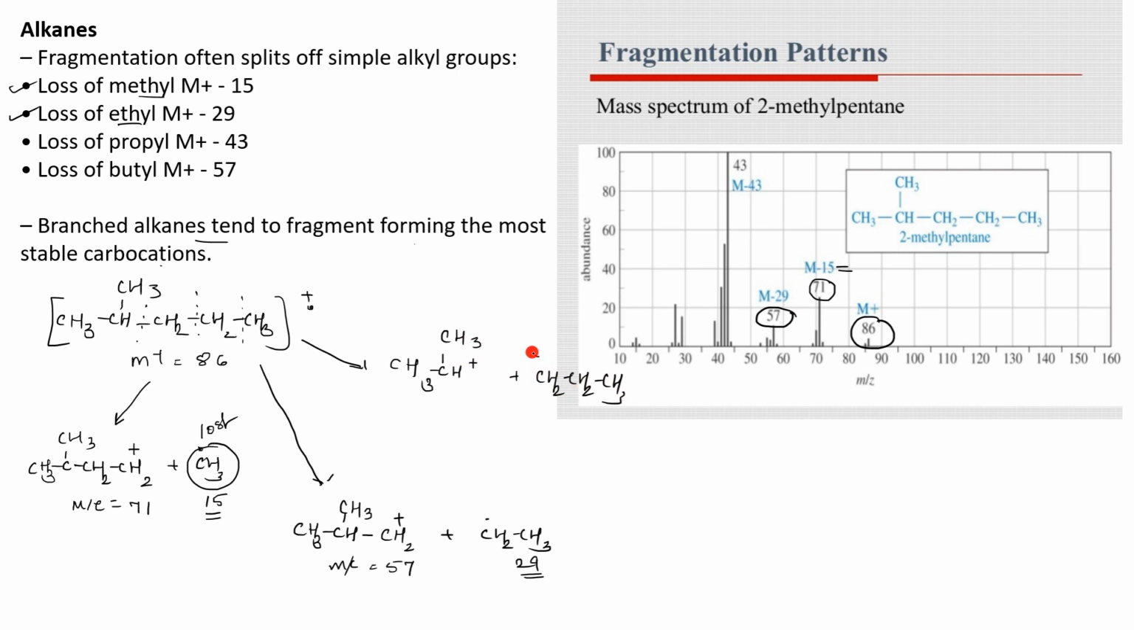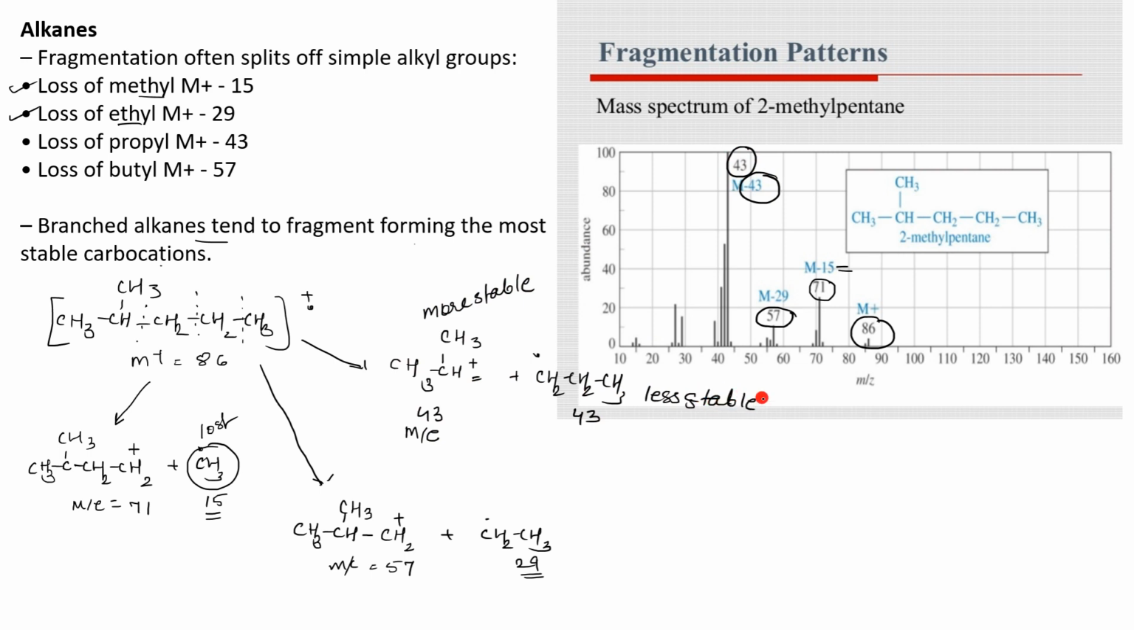This will be the radical. This will be lost. So molecular mass is this, and this is 43. This is m/e 43. So 43 is present, 43 is lost. This is more stable, that is why it stays. This is the less stable carbocation.